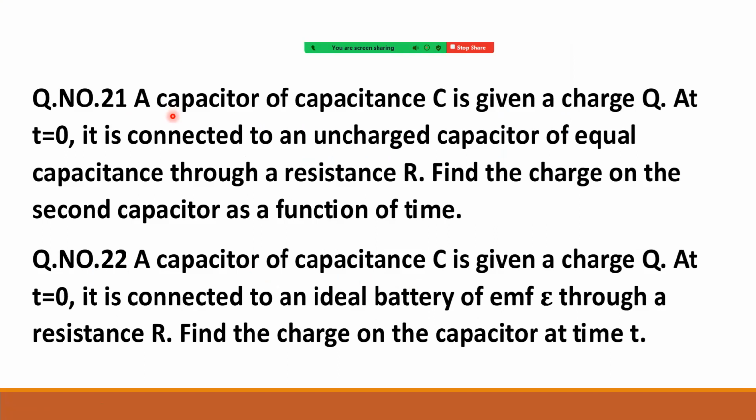See the question. A capacitor of capacitance C is given a charge Q at t equal to 0. It is connected to an uncharged capacitor of equal capacitance through a resistance R. Find the charge on the second capacitor as a function of time. So given two identical capacitors, one is charged, the other one is uncharged. So we have to find the charge on the second one as a function of time. Okay. So this question is taken from H.C. Verma. Let us see how to start.